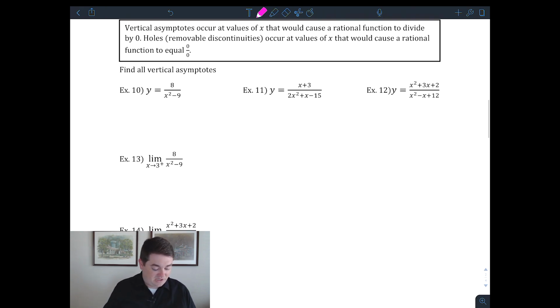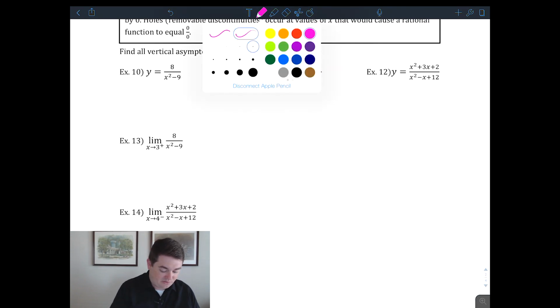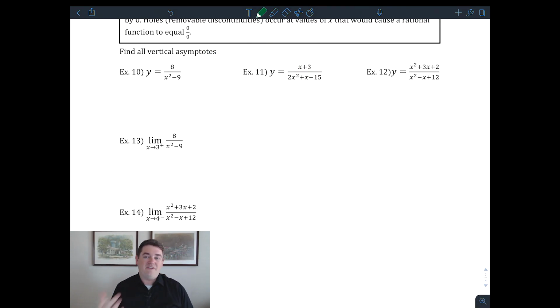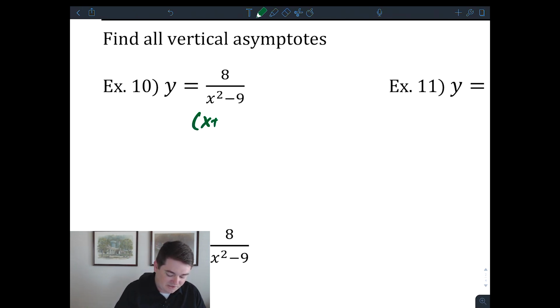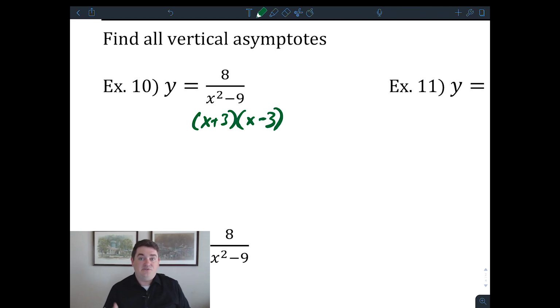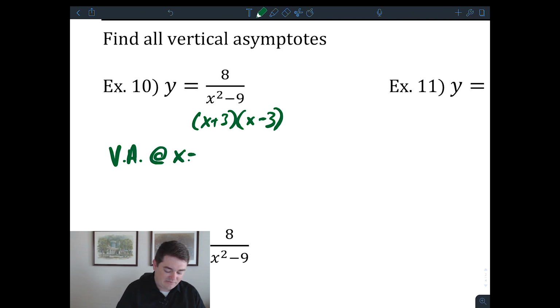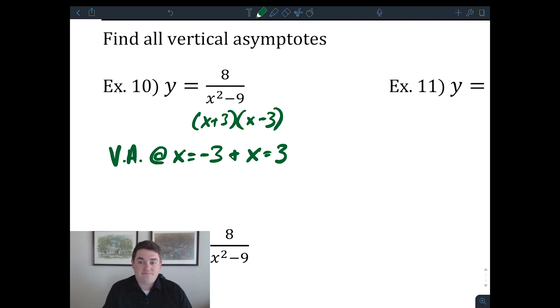So looking at example 10, y equals 8 divided by x squared minus 9. I want to know what values of x make me divide by 0. So I'm going to factor this denominator into x plus 3 times x minus 3. And I can see that values of 3 and negative 3 would cause me to divide by 0. So this has vertical asymptotes at x equals negative 3 and x equals 3.